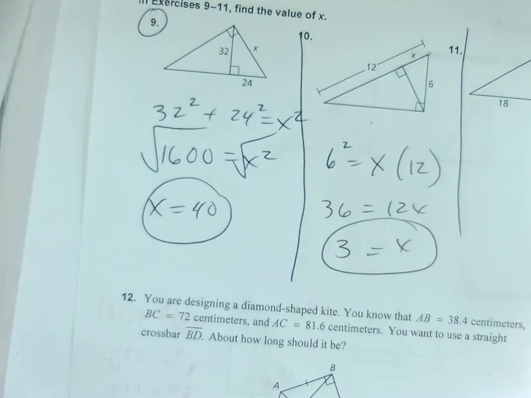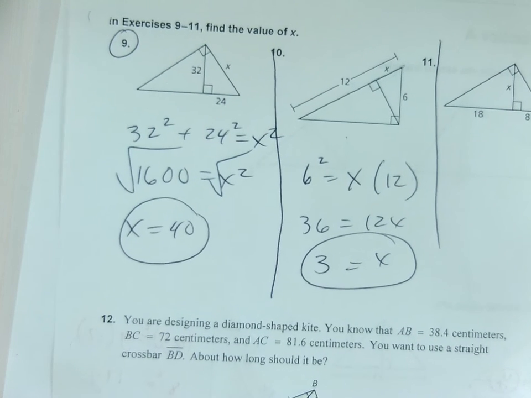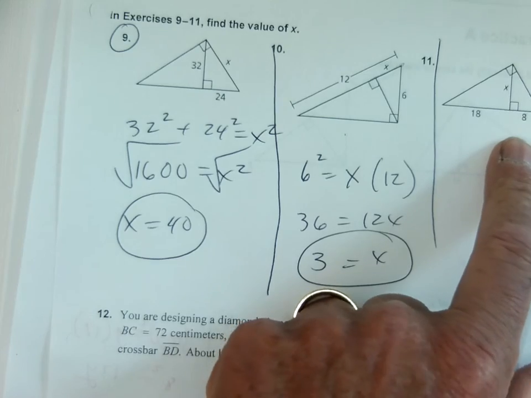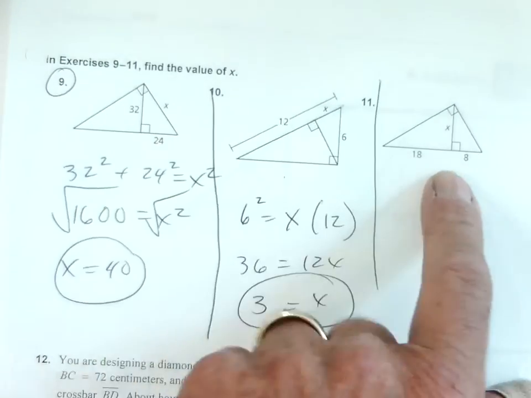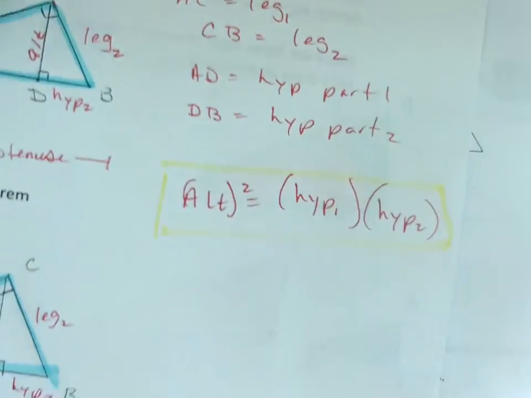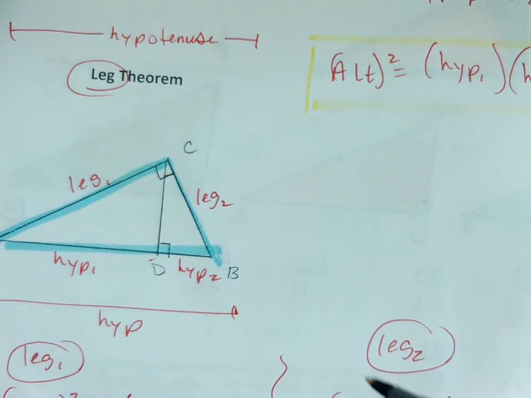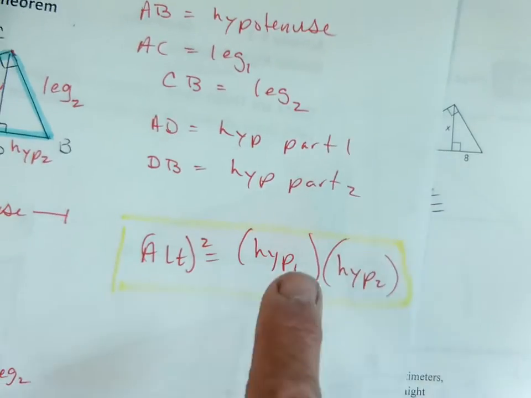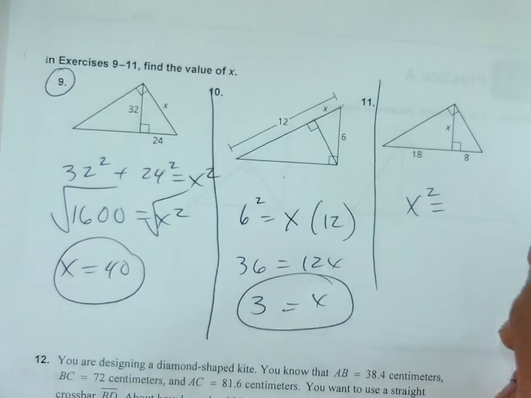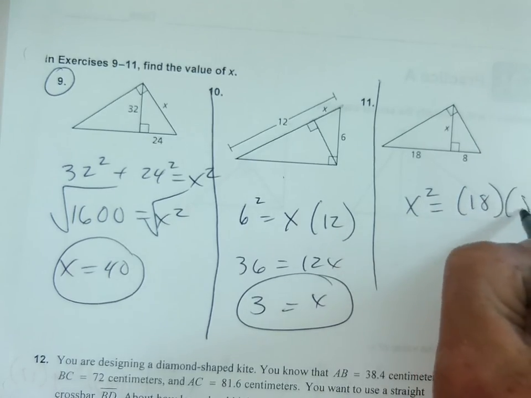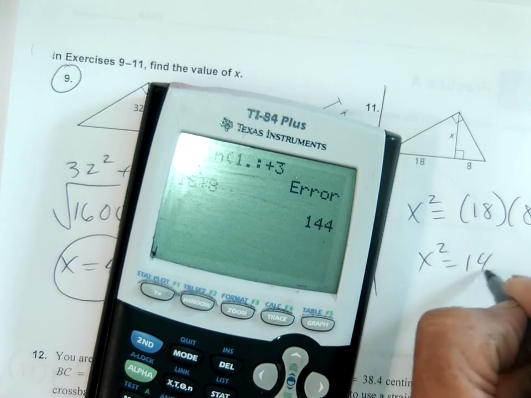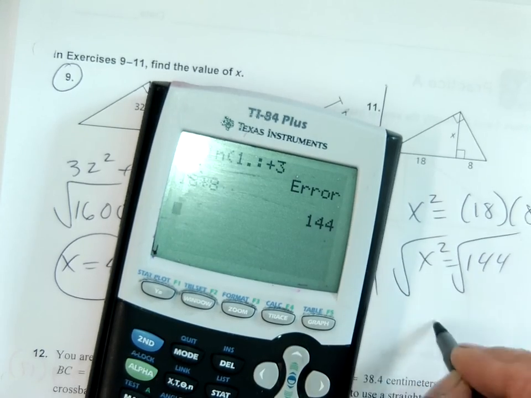And 11, finally, I'm going to do 11, and then we'll talk about the homework, okay? For this one you're going to use either the altitude or the leg one. Which one do you think you should use? Look at your notes. It's got to be the altitude, right? This one fits with the altitude nicely. So I'm going to go altitude squared equals hypotenuse piece times the other hypotenuse piece, which is 18 times 8. I got 144. Square root, x equals 12.